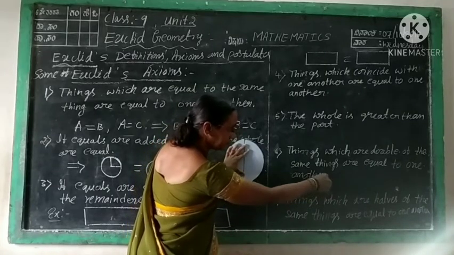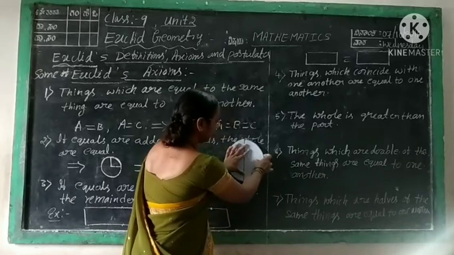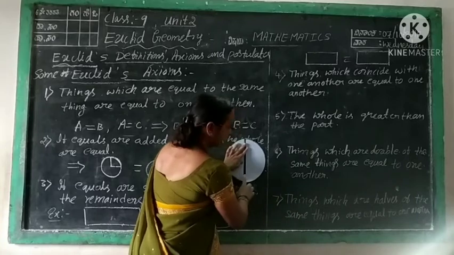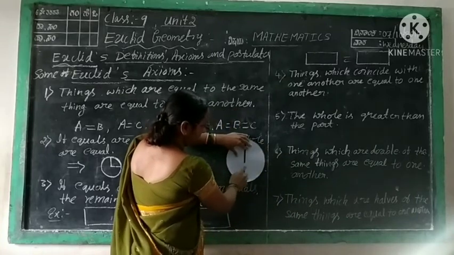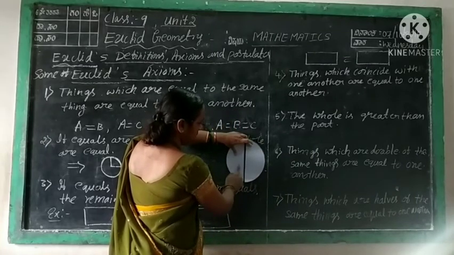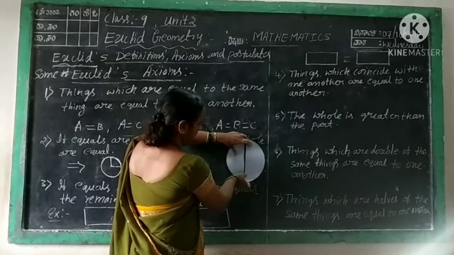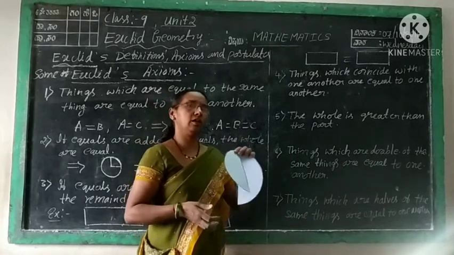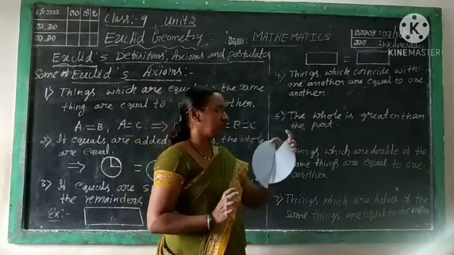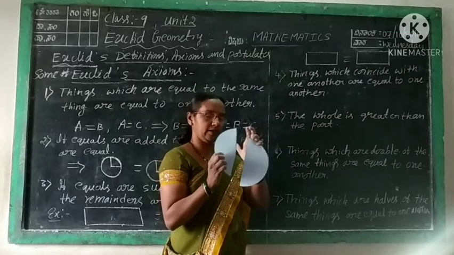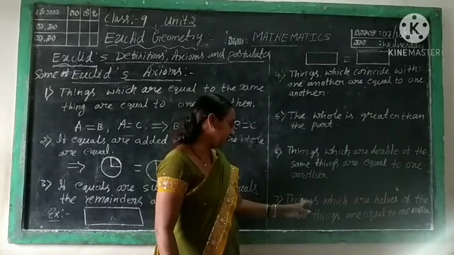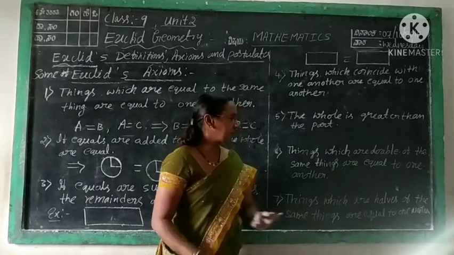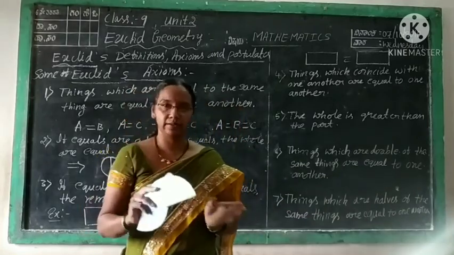Things which are halves of the same things. Same circle, two parts. Two things are there, and those are equal, because the cut pieces are from the same circle. Then those equal parts are equal. So the meaning of the seventh one is, things which are halves of the same things are equal to one another.